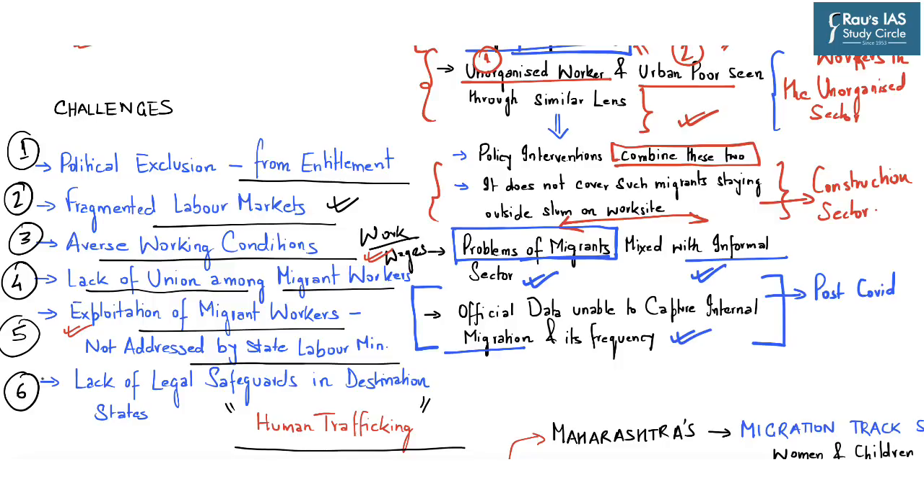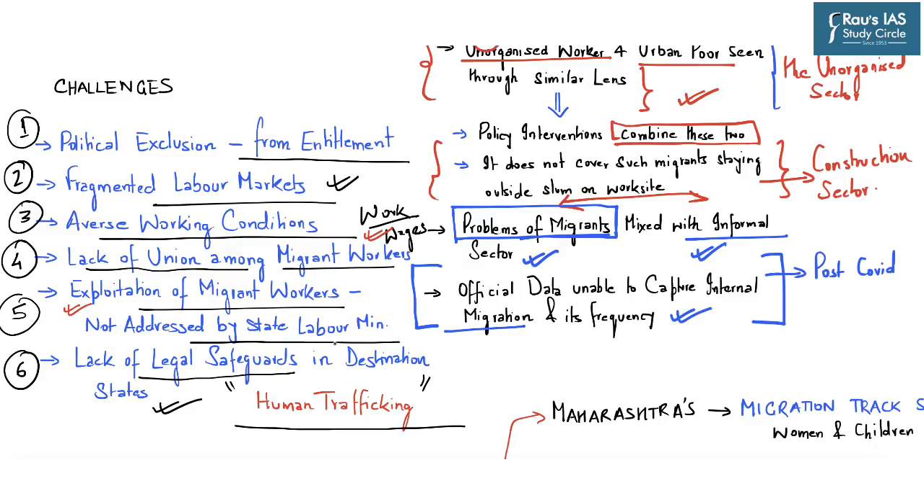Further, these migrant workers do not have proper legal safeguards in the destination states in which they are working. Also, most of these migrant workers are not registered as per the Interstate Migrant Workmen Regulation of Employment and Conditions of Service Act 1979. So, these are some of the challenges faced by these migrant workers in the destination states.